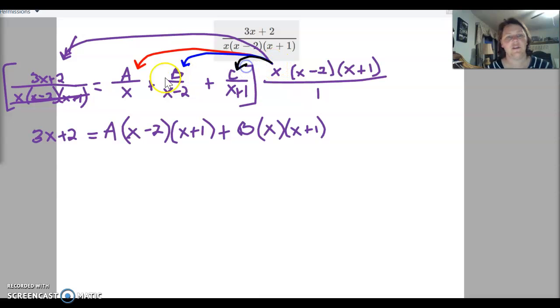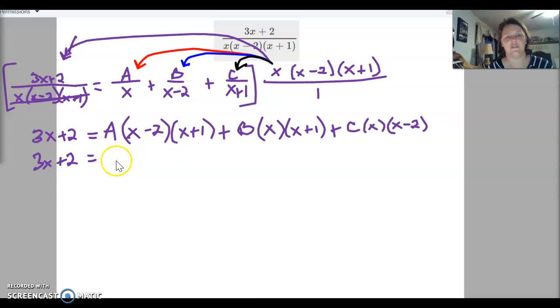And now for our very last one, we are going to multiply all of this to our last term, which is c. And then we're going to have plus c. For c, our x plus 1 terms will cancel. So we'll have c times x minus 2. Okay. A lot of multiplying here. So we have 3x plus 2.